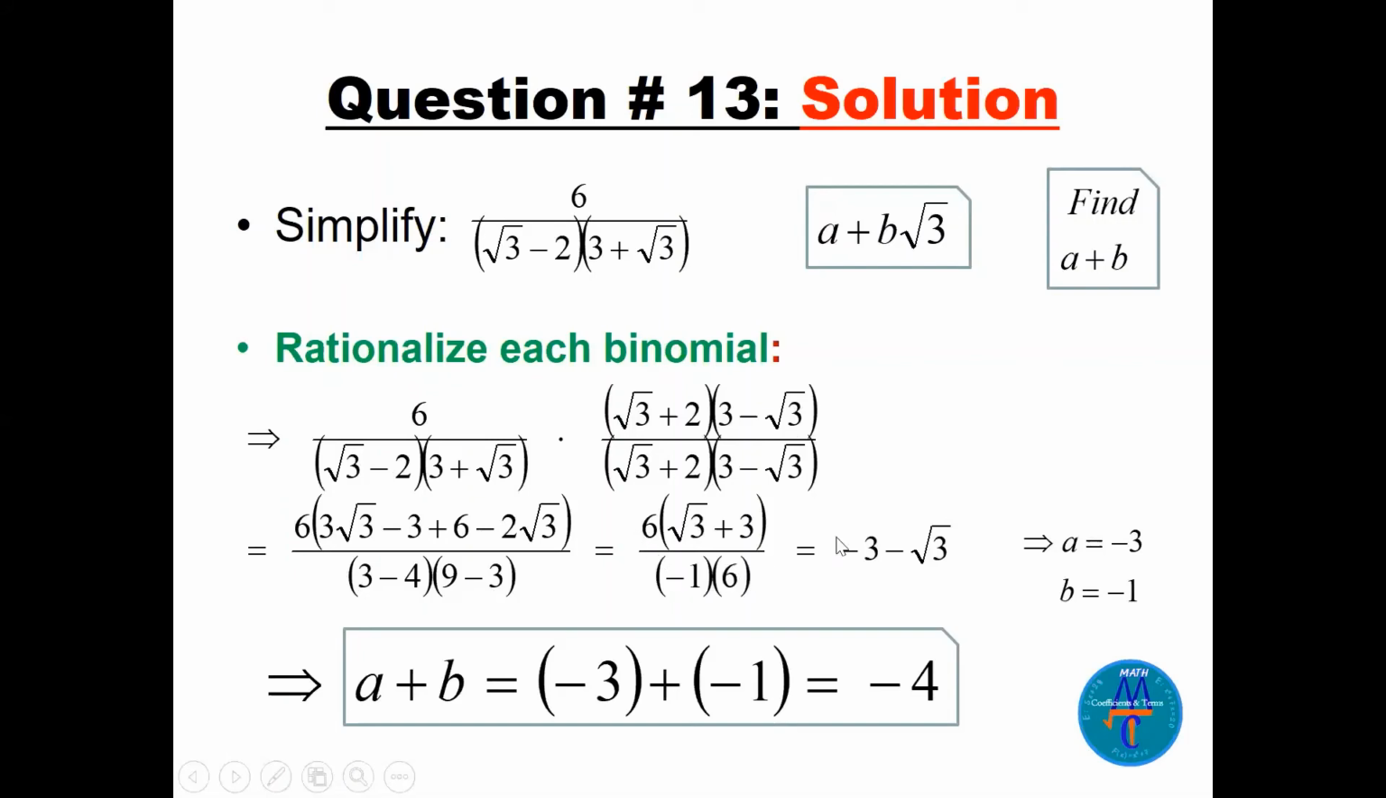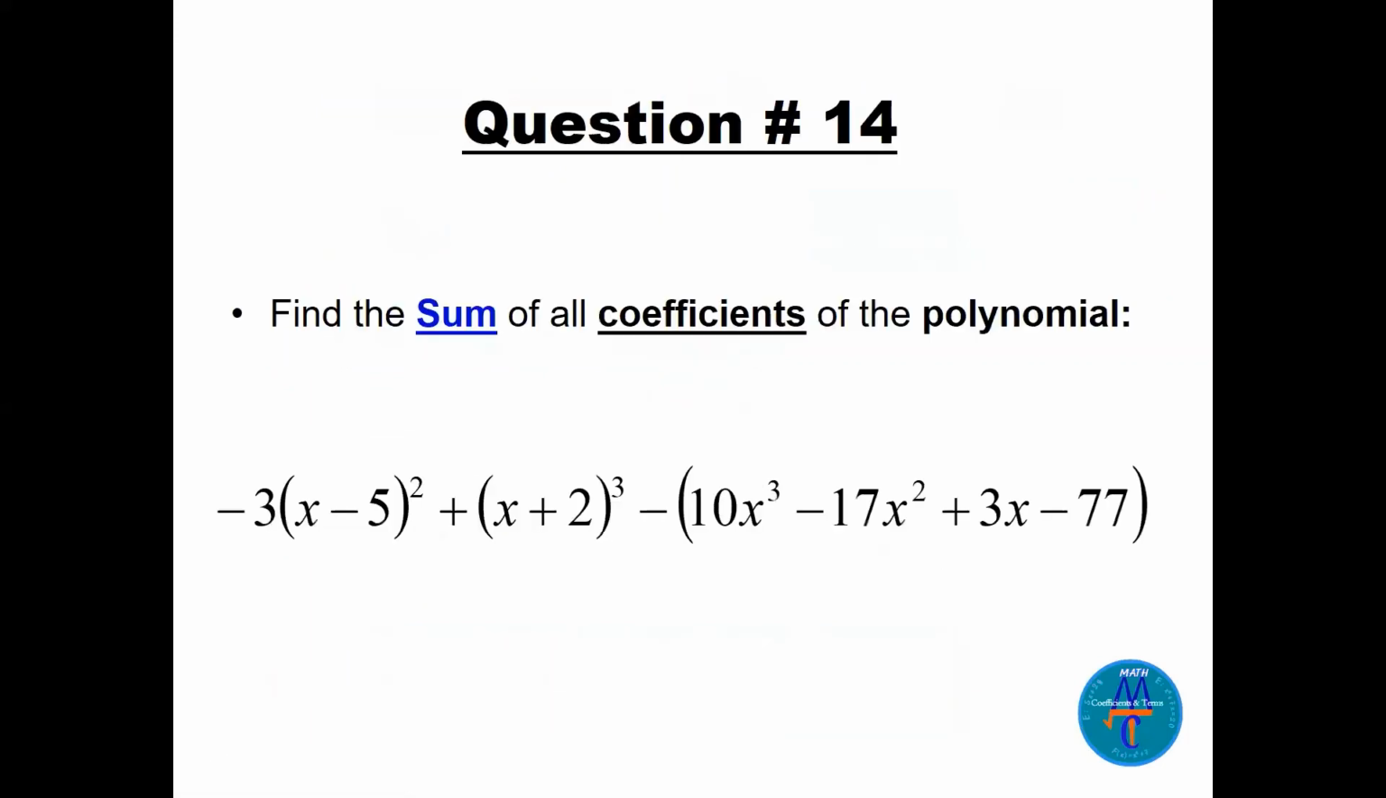When you rearrange it, compare here. When you cancel the 6, you get minus 3 minus square root of 3. Compare this with this. See, square root of 3 is the same. So a is minus 3, b is minus 1. When you add, you get minus 4. Really nice question.